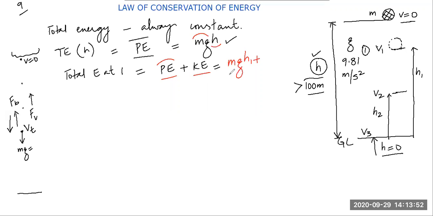Plus, what is the kinetic energy? We have assumed the velocity here is v1. So it will be half into m into v1 square. Kinetic energy is always equal to half into mass into velocity square. According to the corresponding value of velocity, kinetic energy is this. When velocity changes, velocity becomes more, kinetic energy also becomes more. Fine. So this is total energy.